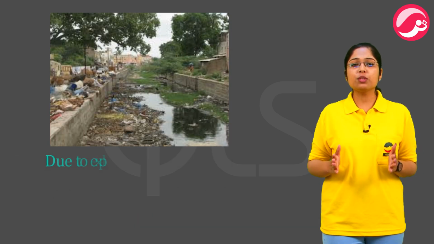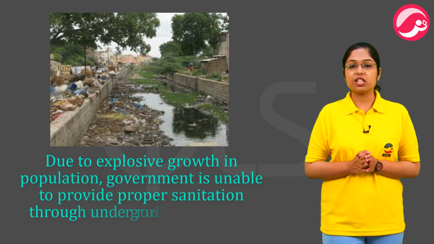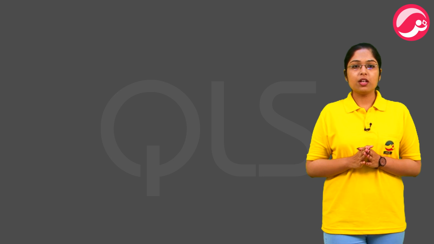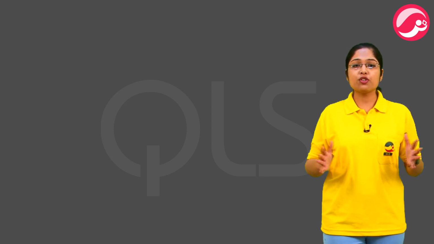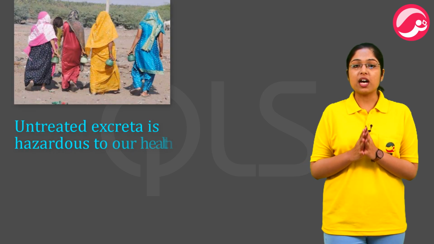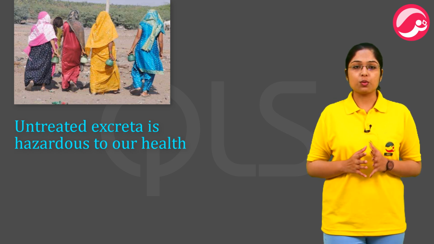Due to explosive growth in population, the government is unable to provide proper sanitation through the underground drainage system. Even after so many efforts put in by our government, there is still a large fraction of people who defecate in the open. This untreated excreta is hazardous for our health. It eventually finds its way into the soil and nearby water sources.